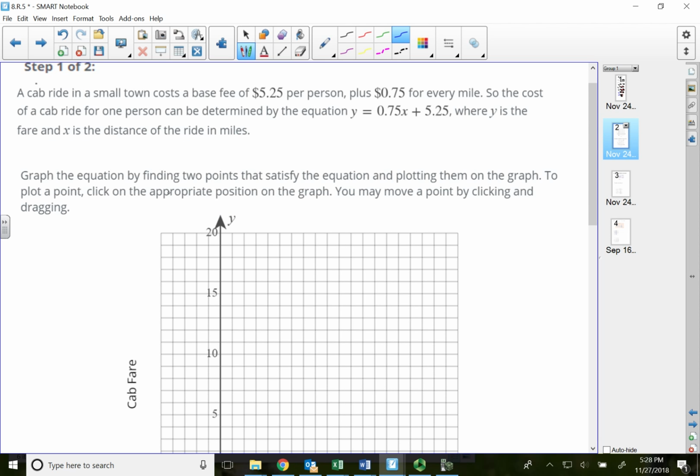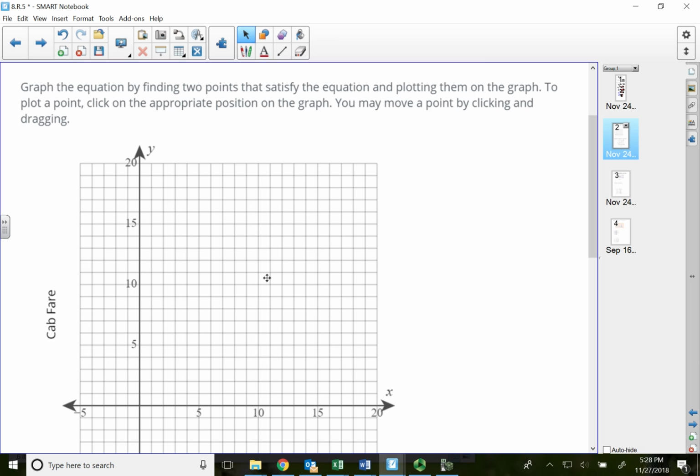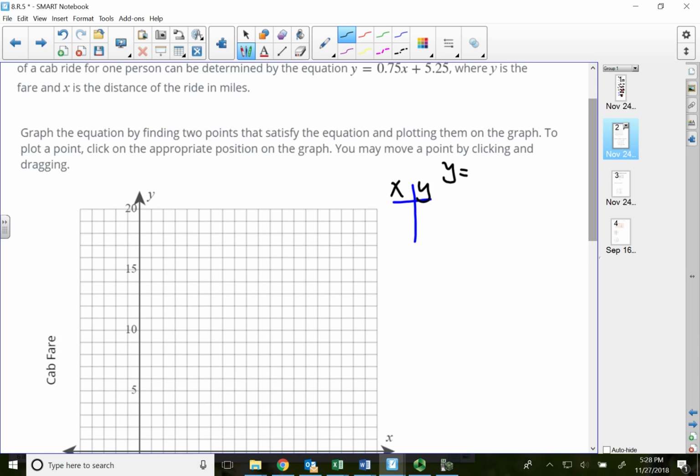So graph the equation by finding 2 points that satisfy the equation. Let me just slide this over slightly. All right, let me create my x and y table real quick. This is written in slope-intercept form.